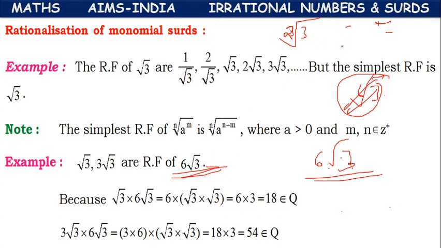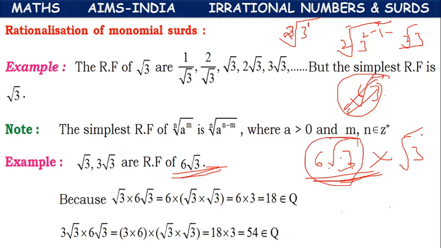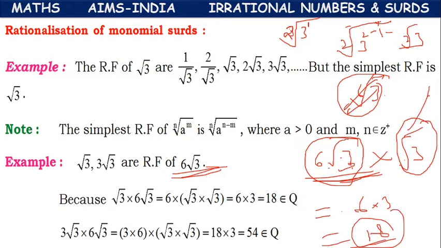What is the rationalizing factor? Square root of 3 to the power of, here what is the power? 1. So 2 minus 1 means square root of 3, or simply we can write root 3. So for 6 root 3, root 3 is the rationalizing factor. If you multiply 6 root 3 by root 3, it will become 3. 6 3s are 18. Now we have got a rational number.